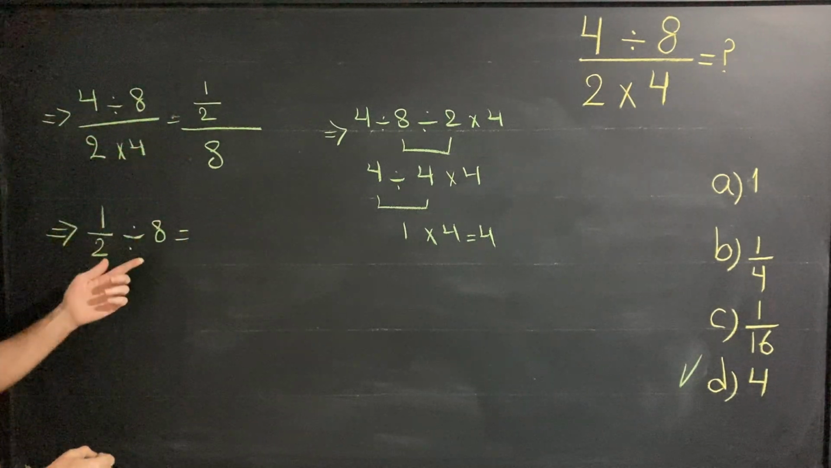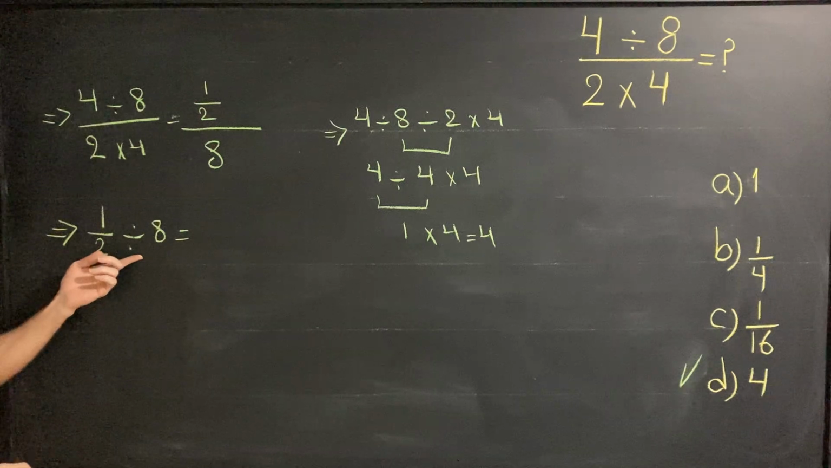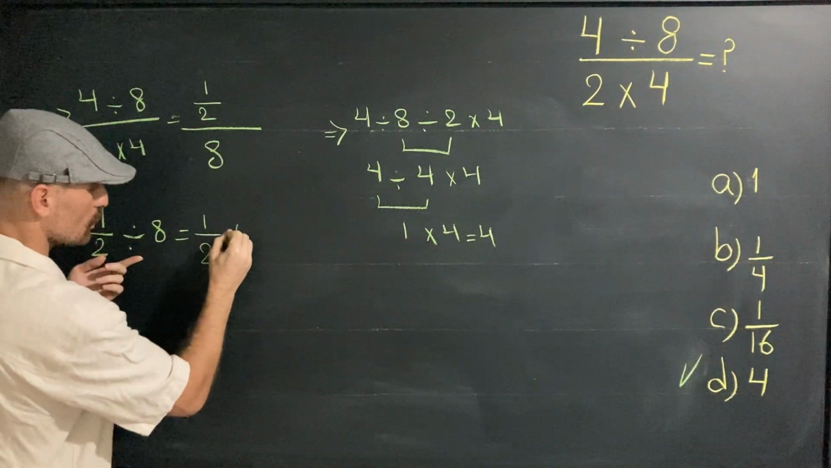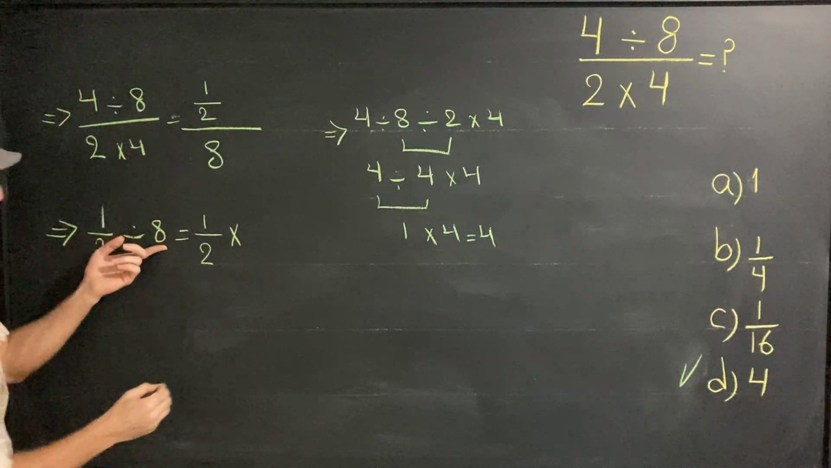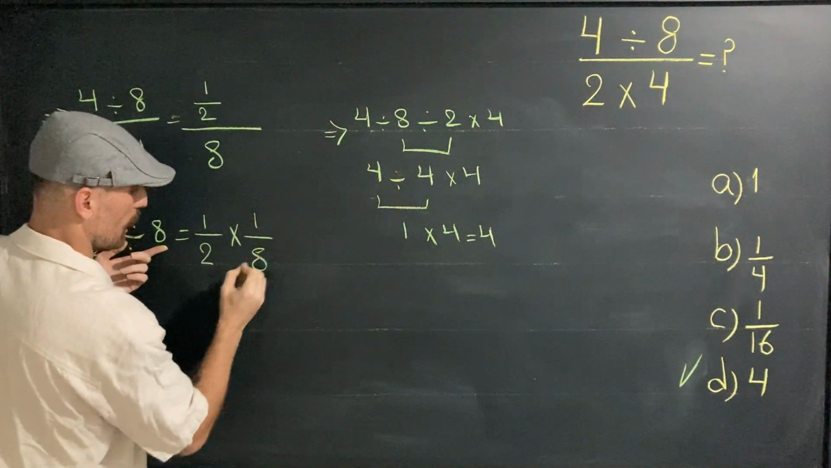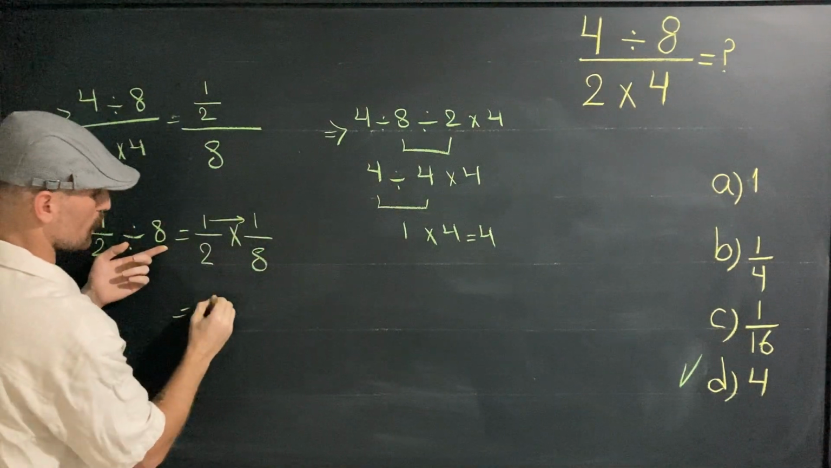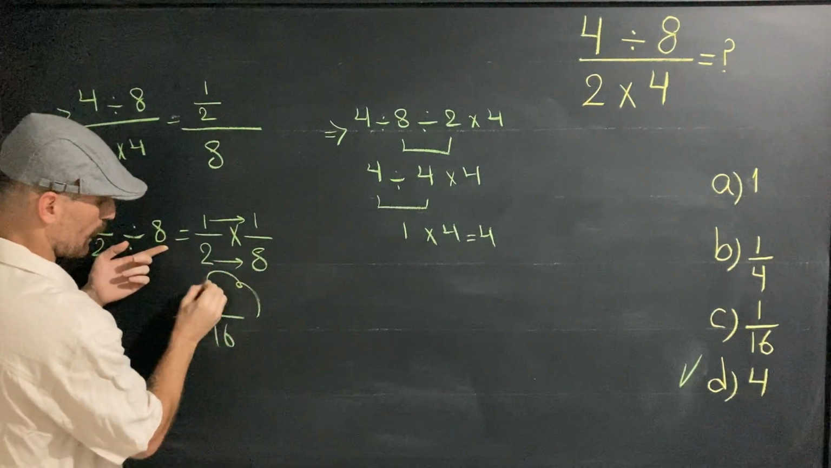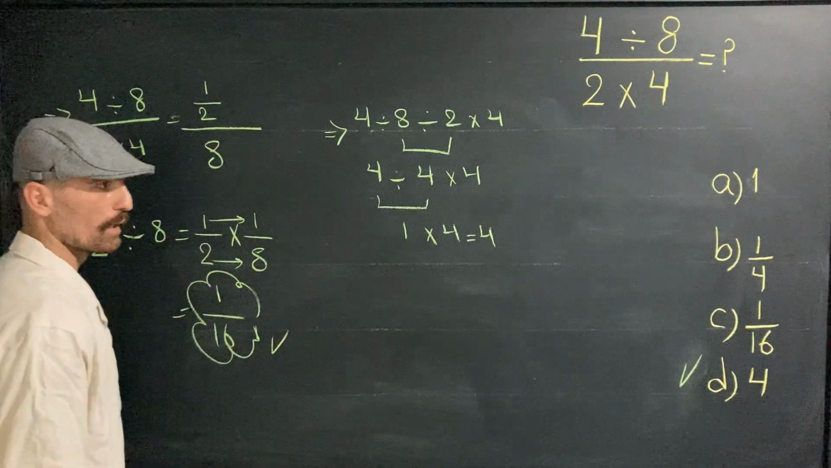To solve this, I'm going to convert this division to multiplication, which means 1 over 2 times the reverse of 8, or 1 over 8. Now, 1 times 1 is 1, and 2 times 8 is 16. And 1 over 16 is the correct answer.